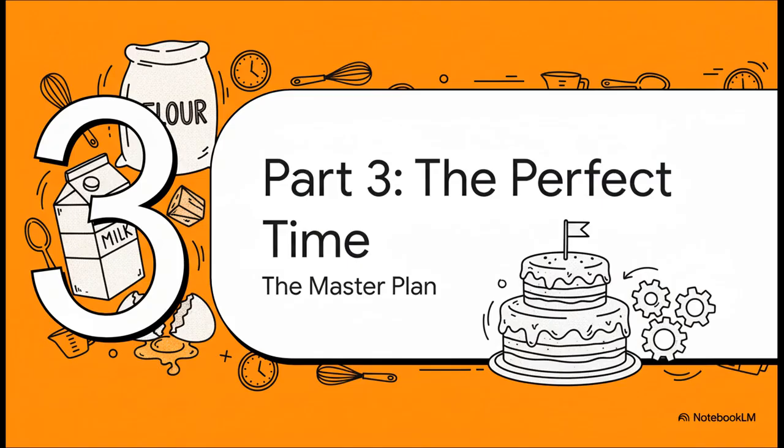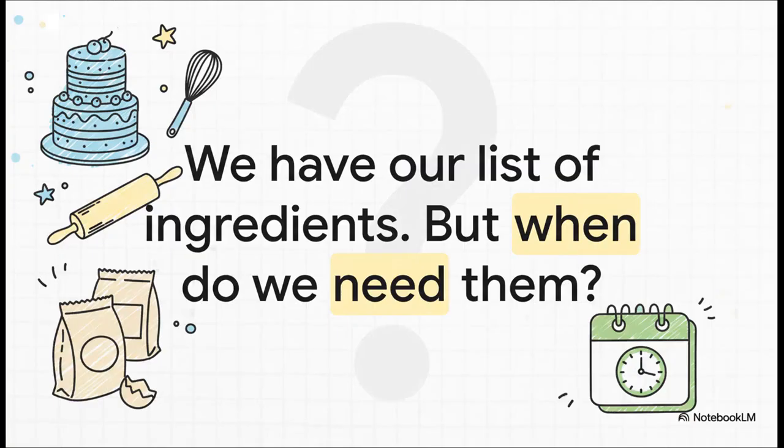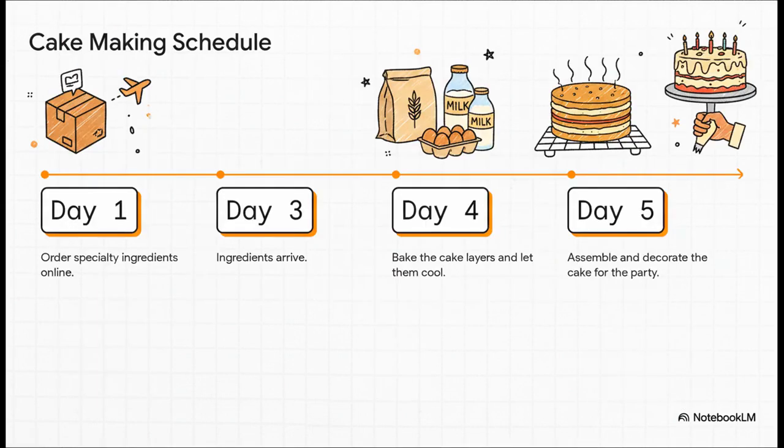We're all set, right? We could just start? Not quite. This brings us to what is arguably the most important word in the entire sentence, schedules. This right here is the absolute key. See, just having a list of what you need isn't enough. If you get everything on day one, the eggs might go bad before you use them. If you wait too long to order those specialty sprinkles you wanted, they won't arrive in time for the party. Timing is everything. A good plan is all about the timeline.